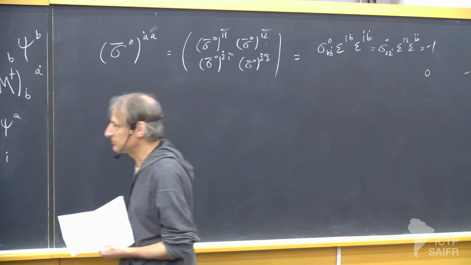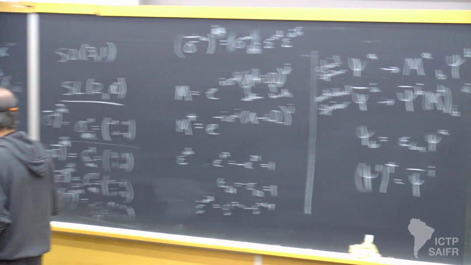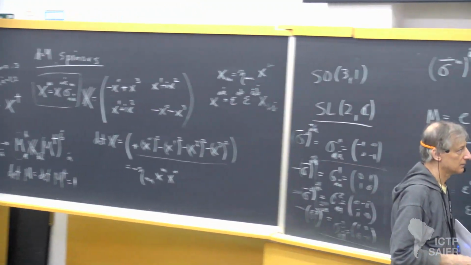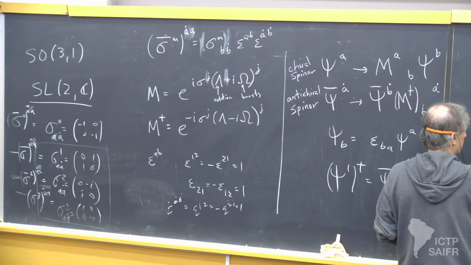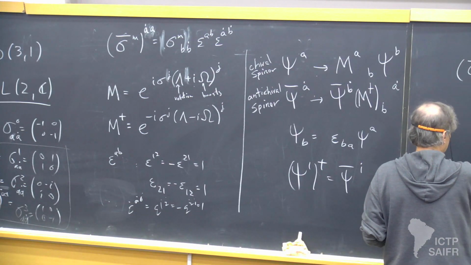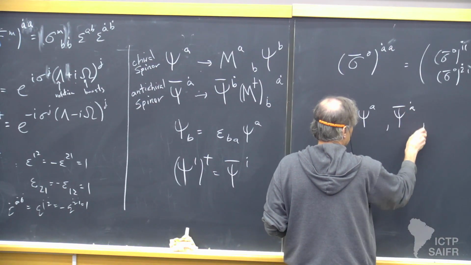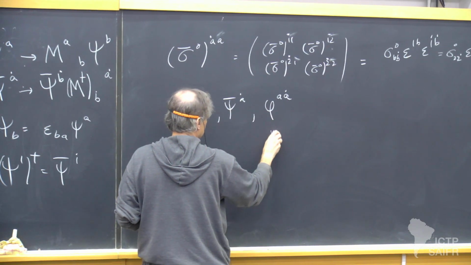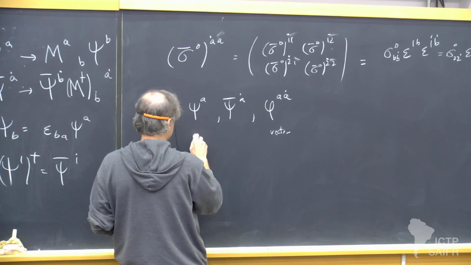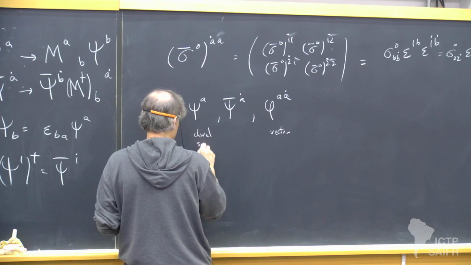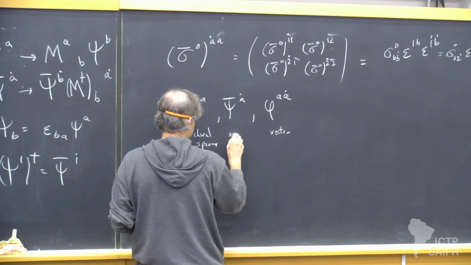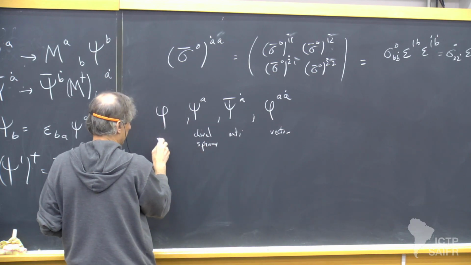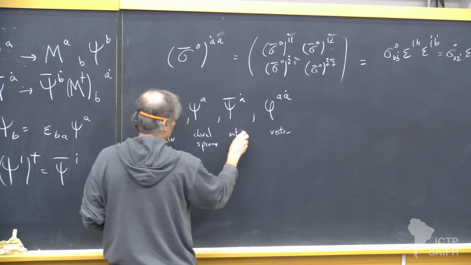But we already saw that a vector can be described as something which has a single A and a single A dot index. So what are the representations we've seen so far? So we have psi A, we have psi bar A dot. You can also have something with, so this would be a vector, right? This would be chiral spinor, anti-chiral spinor. Of course, you can also have something with no indices. Let's call it phi. So this is a scalar.